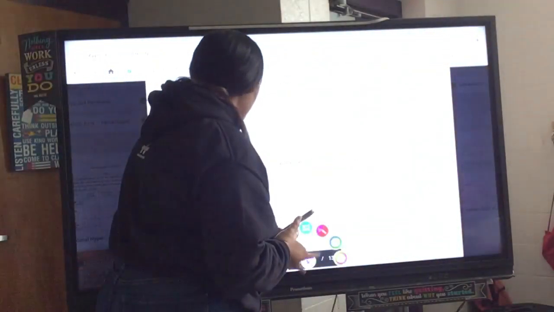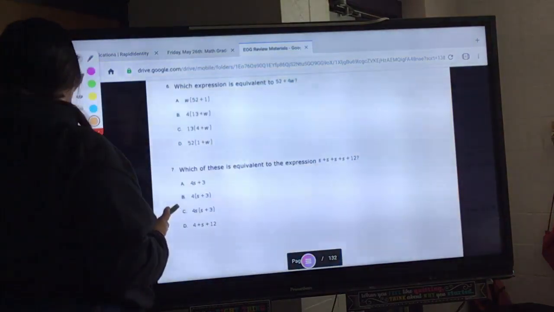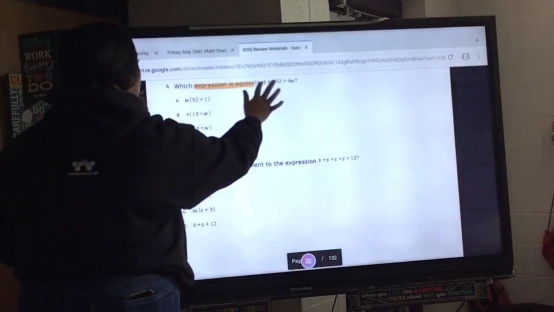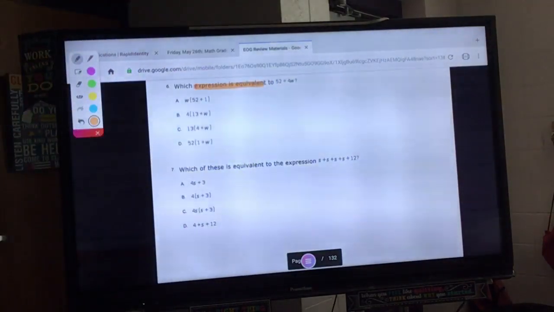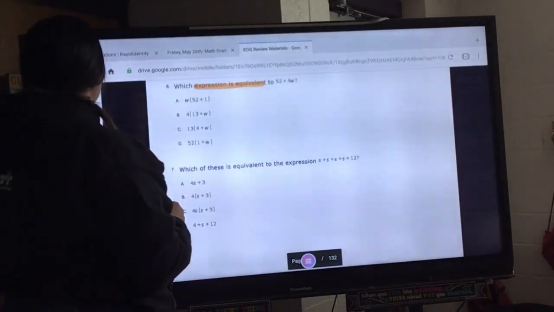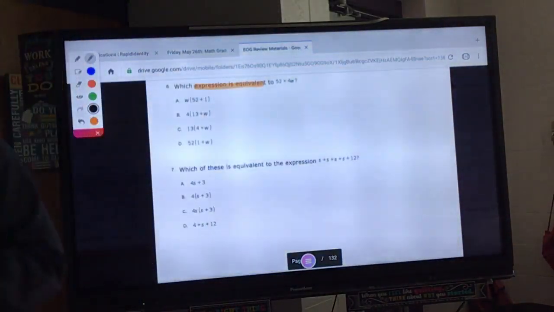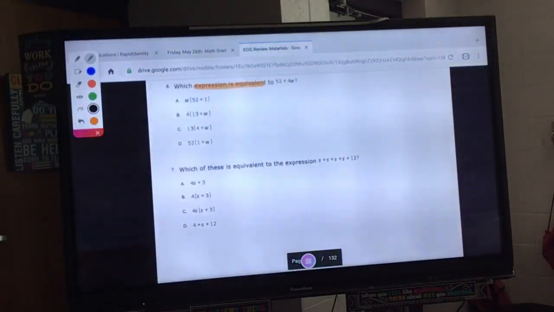So we're going to talk about number 6 together. And if you got to this one, great. So it's still talking about an equivalent expression. Looking at your answer choices, what do you notice? What type of question is this? This is a distributive property question. So, knowing that it's a distributive property question, I have 52 and I have 4. What do I have to figure out?